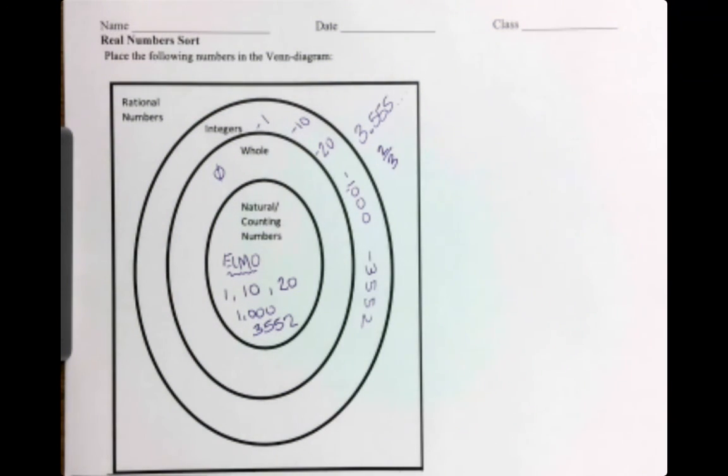2/3, that's a rational number. I understand they're decimals, I understand they're fractions, but if you turn them all into decimals, they're repeating. That's what we're looking for.